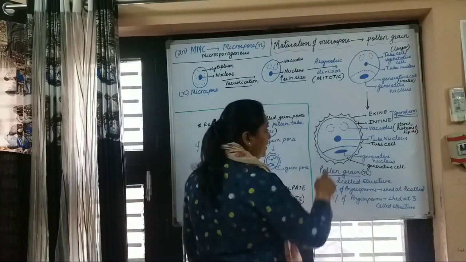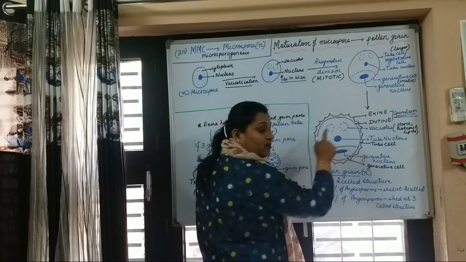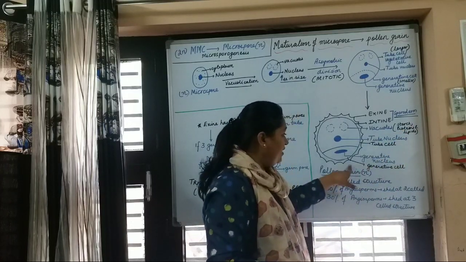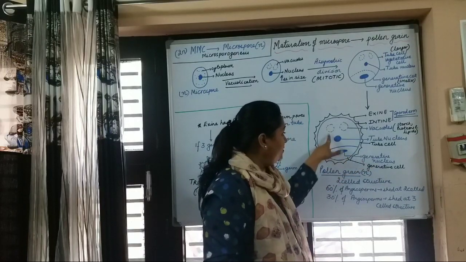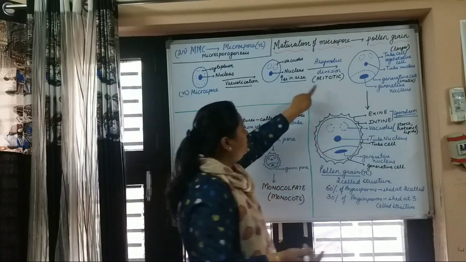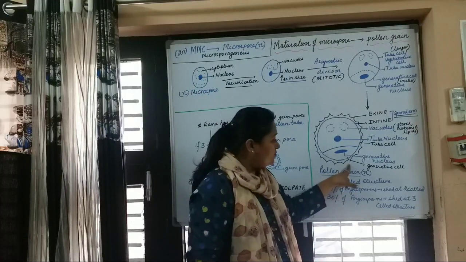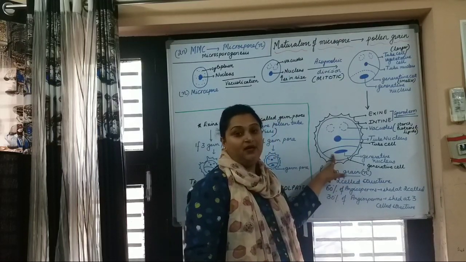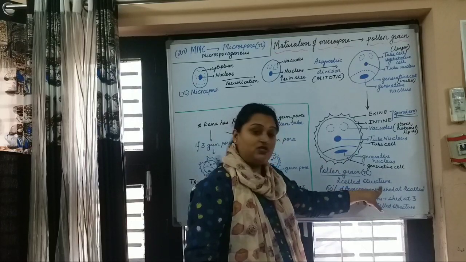Exine is made up of sporopollenin, the most resistant substance, and intine is made up of cellulose and pectin. The tube cell has the tube nucleus and vacuoles filled with storage materials such as starch, proteins and lipids. We have the generative nucleus and generative cell. This pollen grain, the end structure, has developed by simple mitosis from the microspore, so it will be haploid. This structure is called the two-cell stage, as we have two cells in the pollen grain.